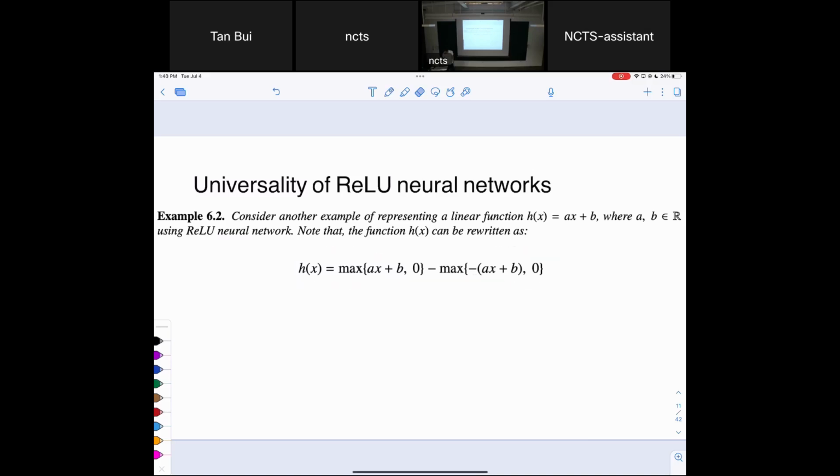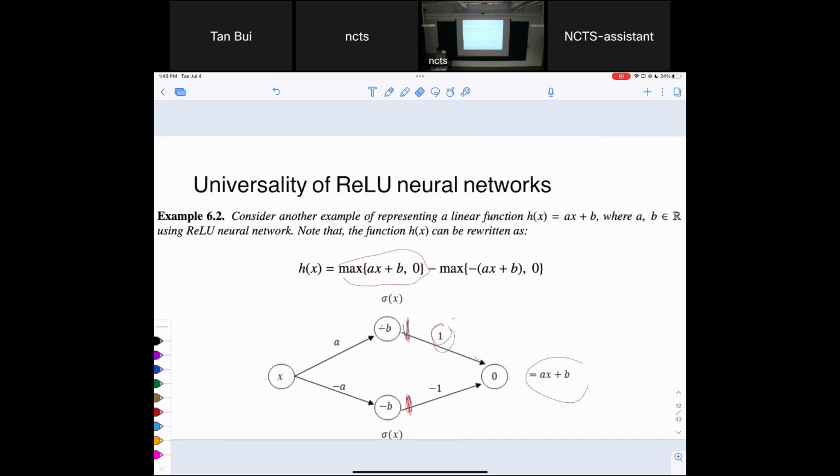It turns out that the linear function is a combination of two ReLUs: the maximum of (ax plus b, 0) and then minus the maximum of (minus ax minus b, 0). I invite you to check on that. This is exactly ax plus b, okay? And because of that, the neural network can represent that function exactly.